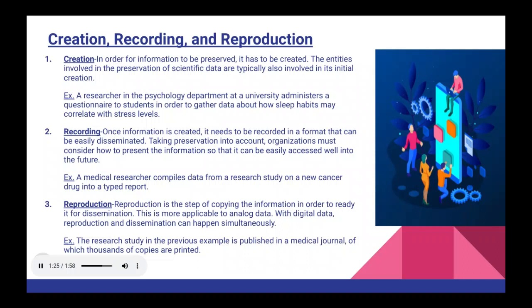Reproduction. Once the data has been recorded, it can then be copied as many times as necessary to ready it for dissemination. For analog data, such as a print journal, the information is recorded once and then copied over and over. With data in digital format, reproduction is a less important step in the information life cycle, as dissemination can occur almost instantaneously when data is recorded and reproduced digitally. Preservation becomes easier as information is reproduced. It is not the end of the world if one copy gets lost or damaged.